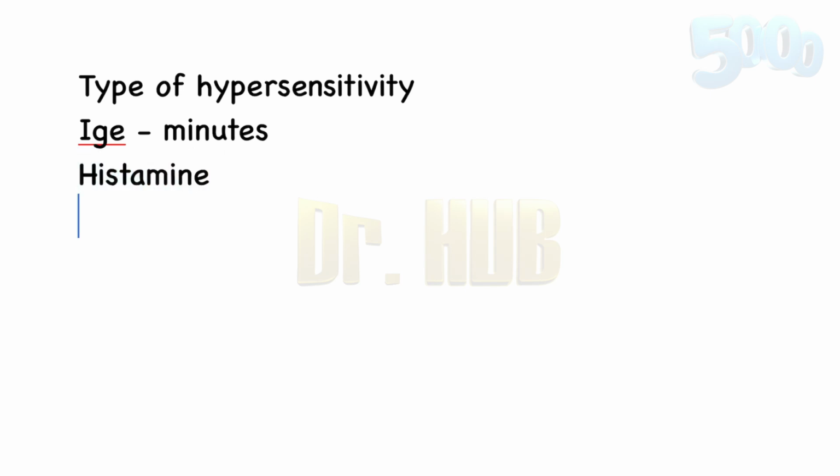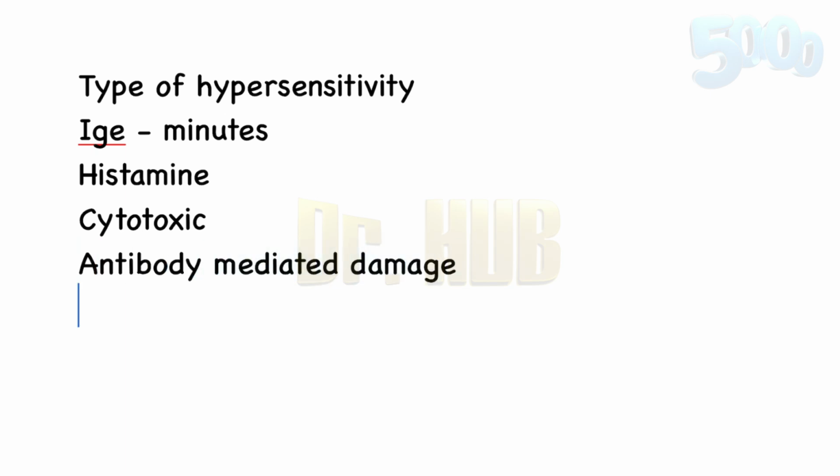Type 2 is the cytolytic as well as the cytotoxic type, and the clinical syndrome is antibody mediated damage. That is thrombocytopenia, hemolytic anemia, agranulocytosis. The time of manifestation will be hours to days, and the mediators are IgG as well as IgM.